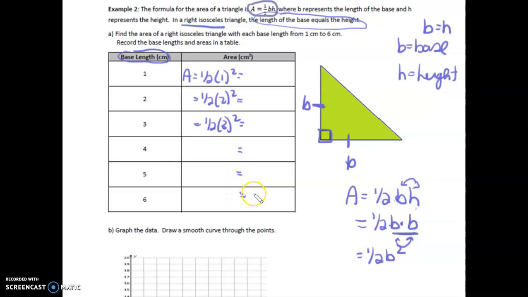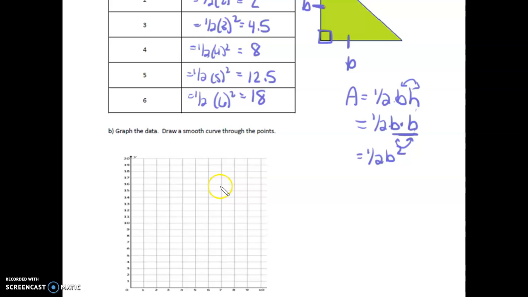Okay, so the answers that we get are 1/2, 2, this is like 4.5. I'm going to put that as a decimal so we can graph it easily after. 8, 12.5, and then 18. Just put all of those into your calculators. You can write these out if you choose to: 1/2, 4 squared, 5 squared, 6 squared.